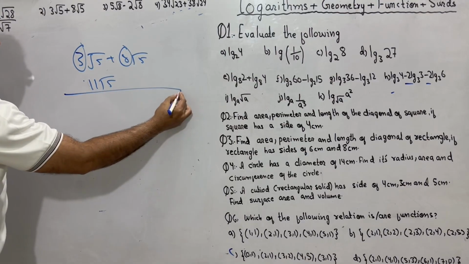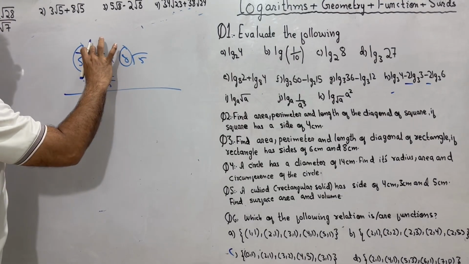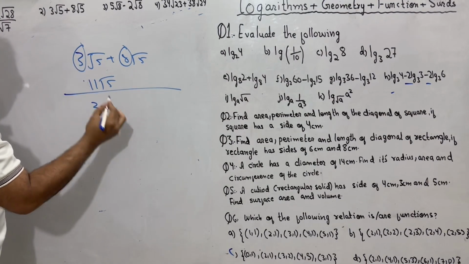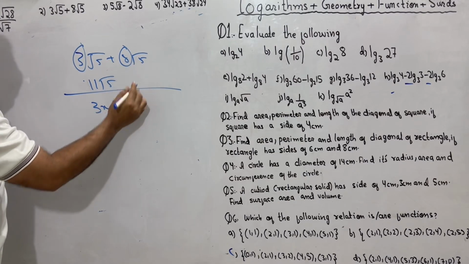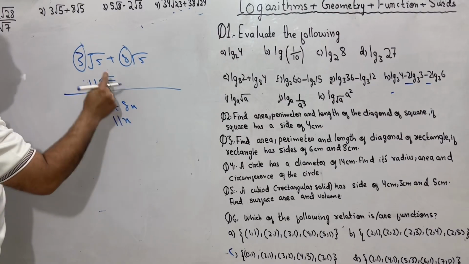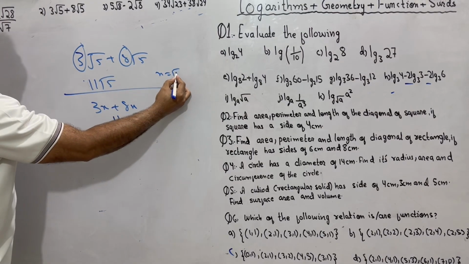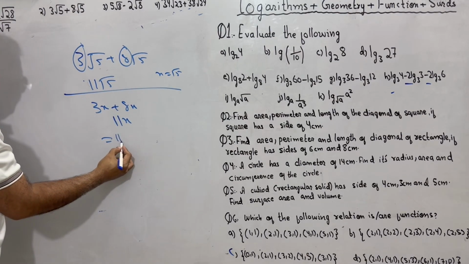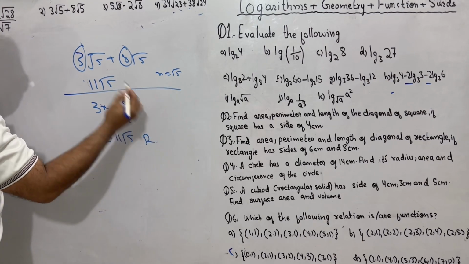5 cannot be factorized. Or look at this. Suppose root 5 is equal to x. 3 root 5 is 3x, 8 root 5 is 8x. Now we can add them, 3 and 8, 11 times x. What is the value of x? x is equal to root 5. We put the value: 11 times root 5 is our answer.